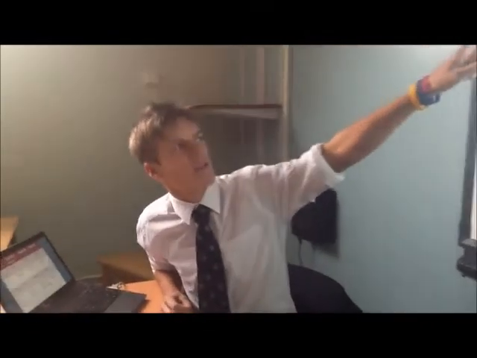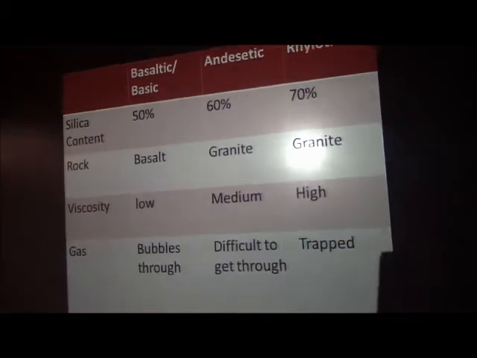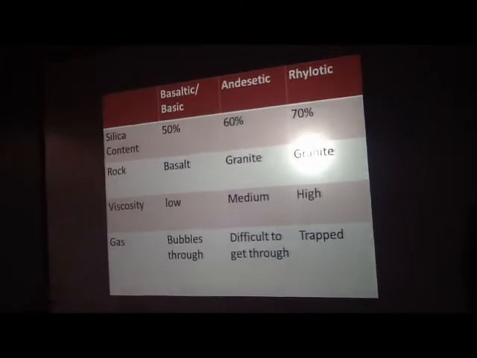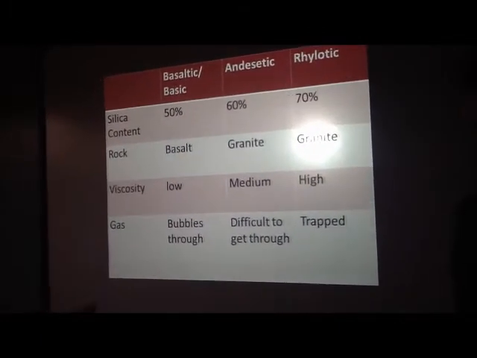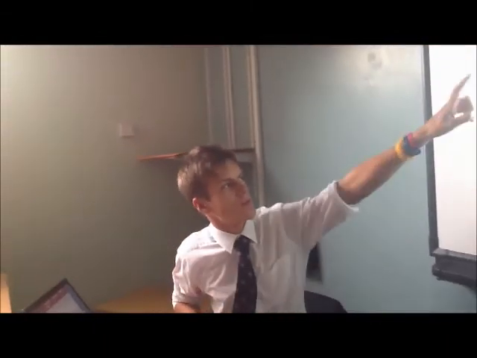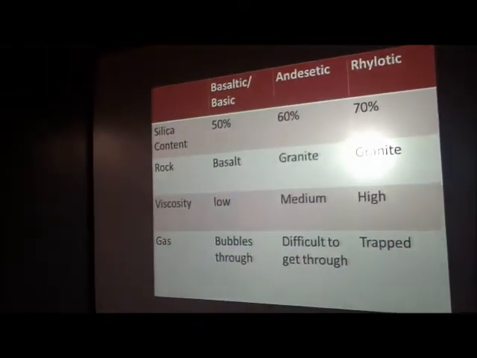Okay, here we have a table with the different types of lava and their different silica contents. We can see as the silica content rises, the viscosity actually increases and the gas changes as we go through. So it goes from bubbly through to difficult to get through to completely trapped. Also the different rocks change as well, so 50% is basalt, and then as we get more silica content, they are granite.